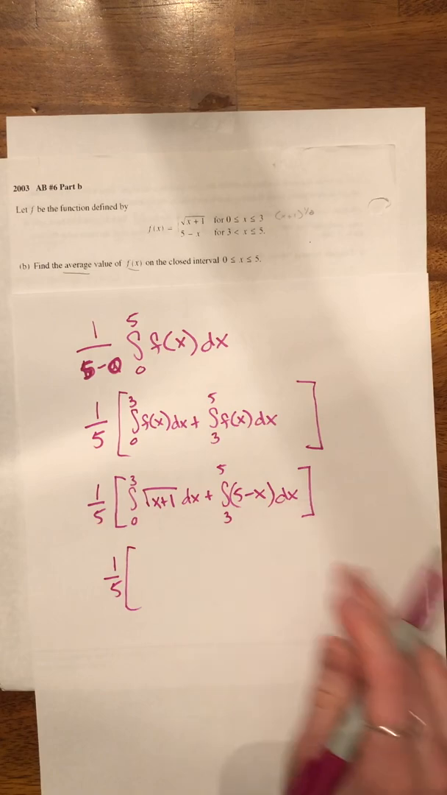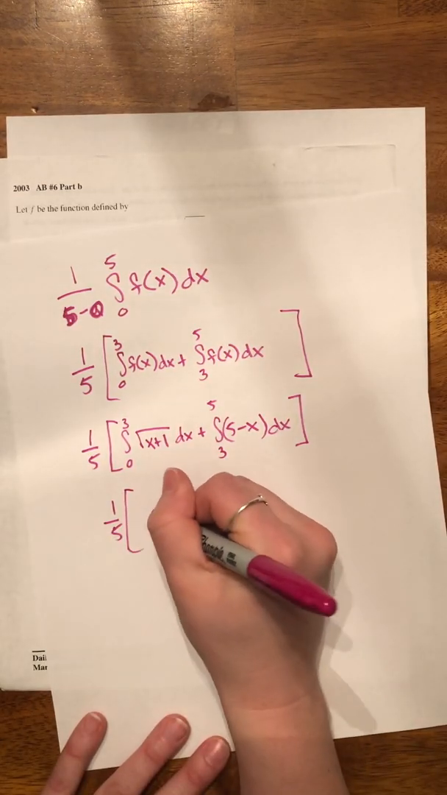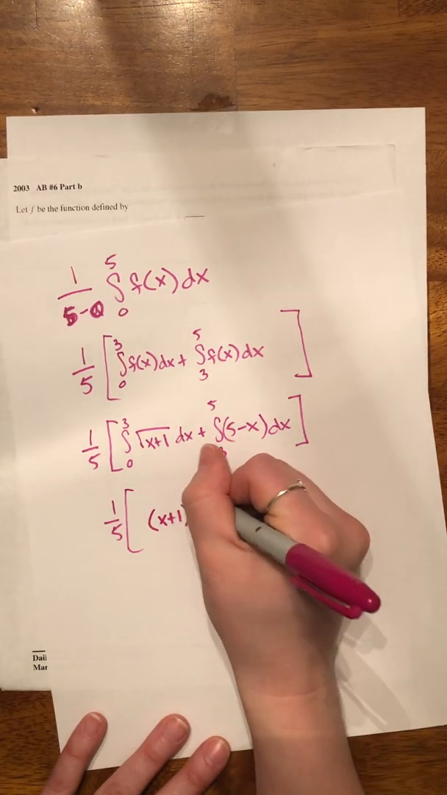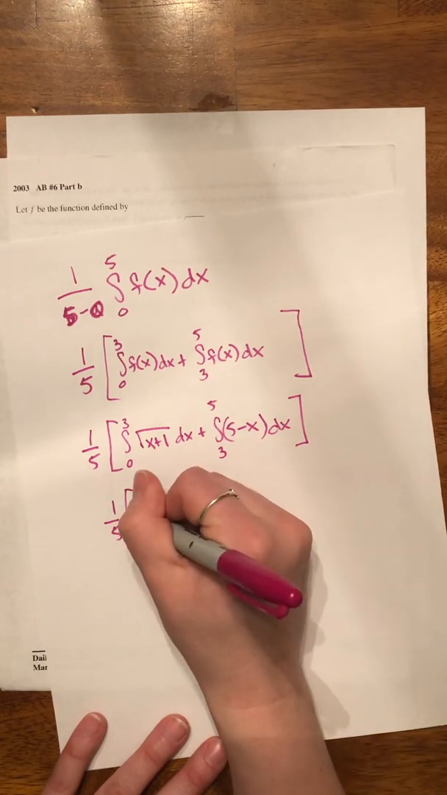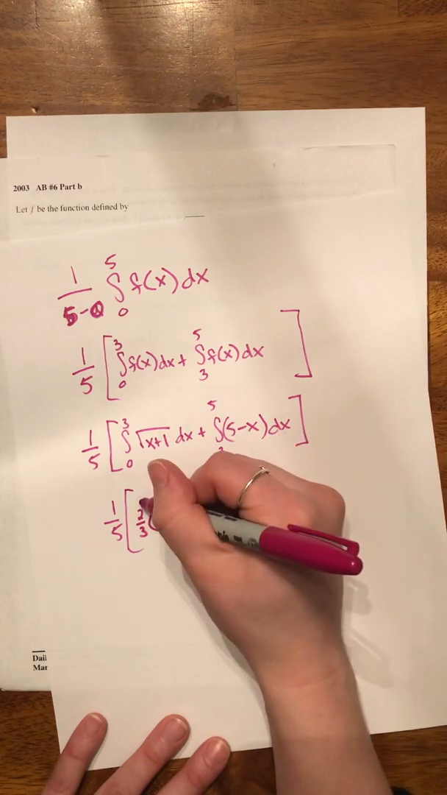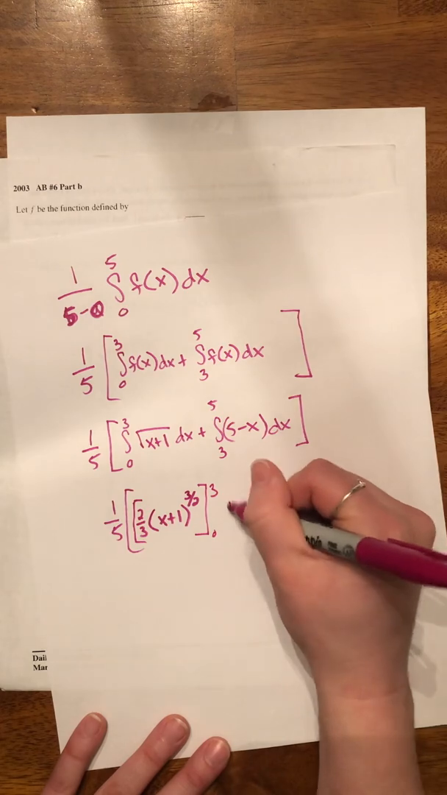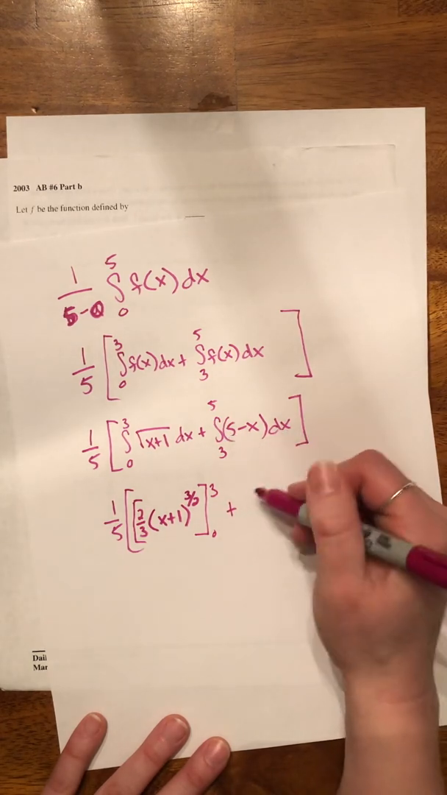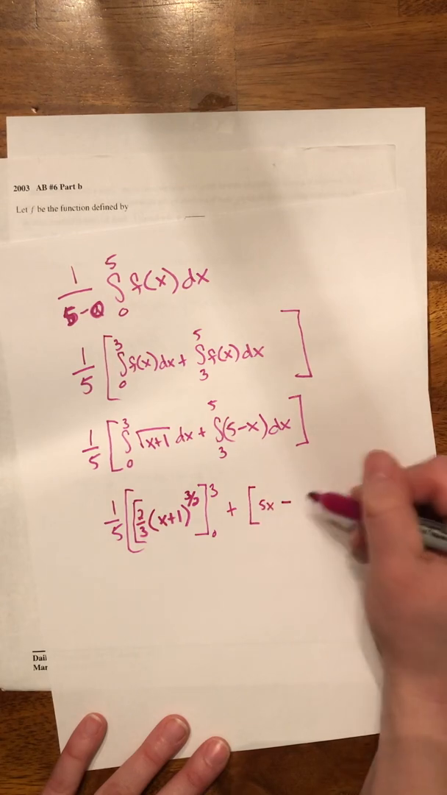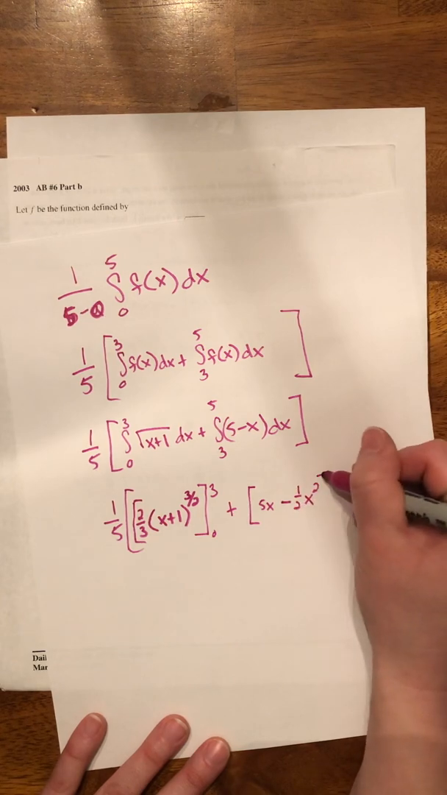To solve an integral by hand without a calculator, you're gonna do the antiderivative. So this would be x plus 1. Right now it's x plus 1 to the 1/2 power. I'm gonna make this 3/2. Divide by 3/2 is the same as multiplying by 2/3. And you wanna evaluate this from 0 to 3. This one I'm going to do the same. The antiderivative of 5 would be 5x minus, add 1 to the exponent, divide by my new exponent.